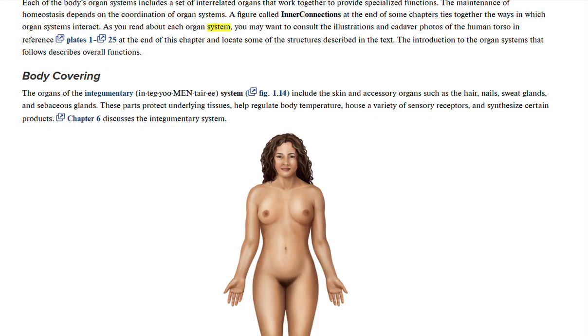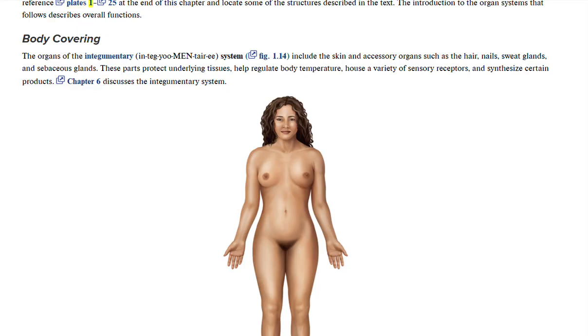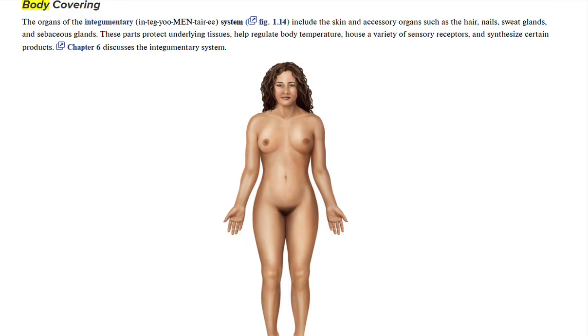As you read about each organ system, you may want to consult the illustrations and cadaver photos of the human torso in reference plates 1 to 25 at the end of this chapter and locate some of the structures described in the text. The introduction to the organ systems that follows describes overall functions.